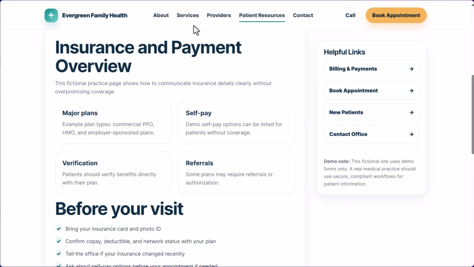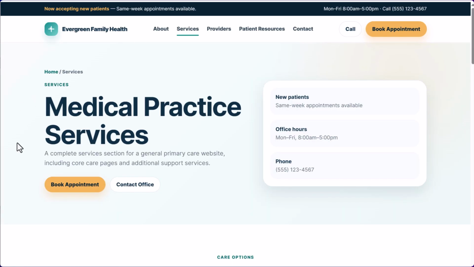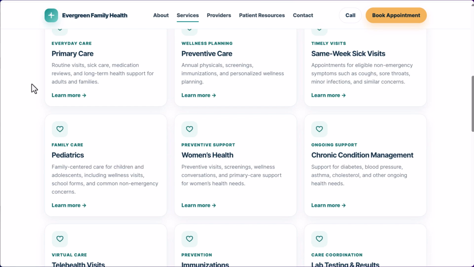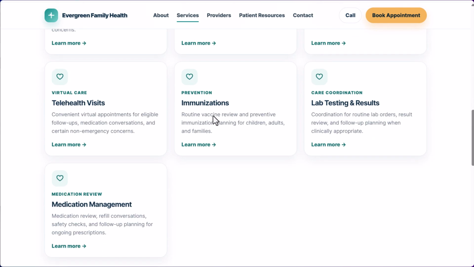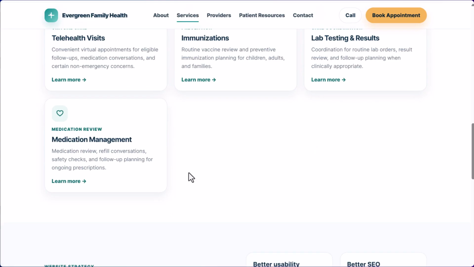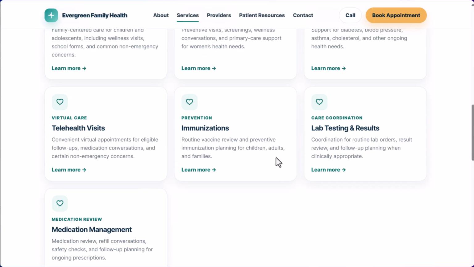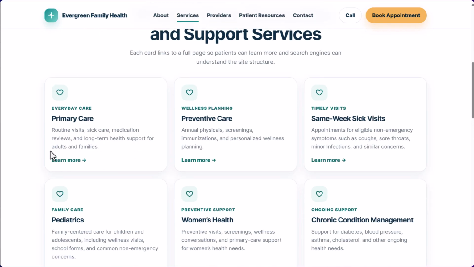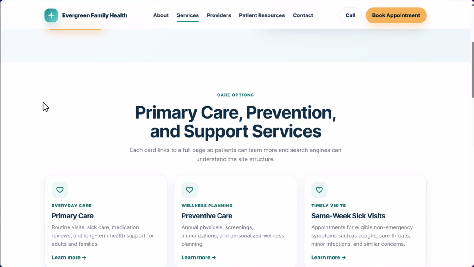up until they're like, okay, what services can I actually get done here? So what are the medical practice services that you provide? Now, this is meant to be a general family health office. So telehealth visits, immunizations, lab testing results, medication management, maybe something they do, chronic condition, women's health, pediatrics. So your general care: these are the annual visit, let's do our blood work, let's make sure we figure out everything is okay, and we just do our preventative care once per year. So that's the main thing you want to show, is these are the services we provide.